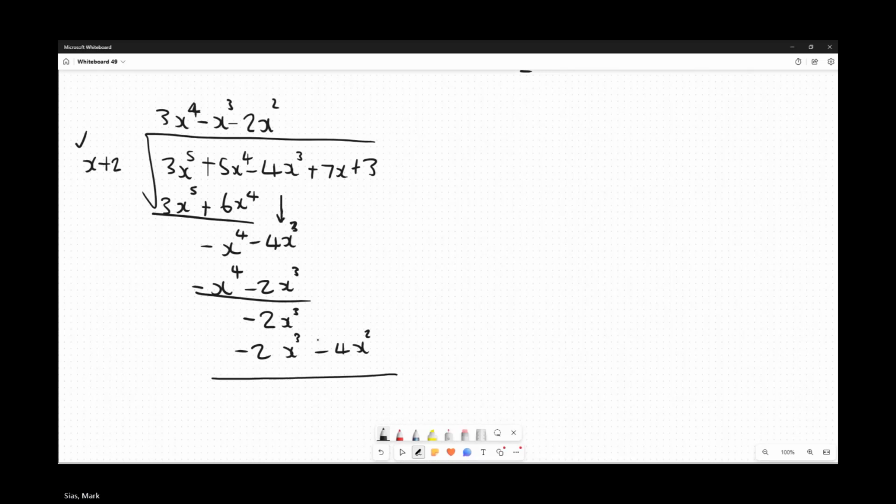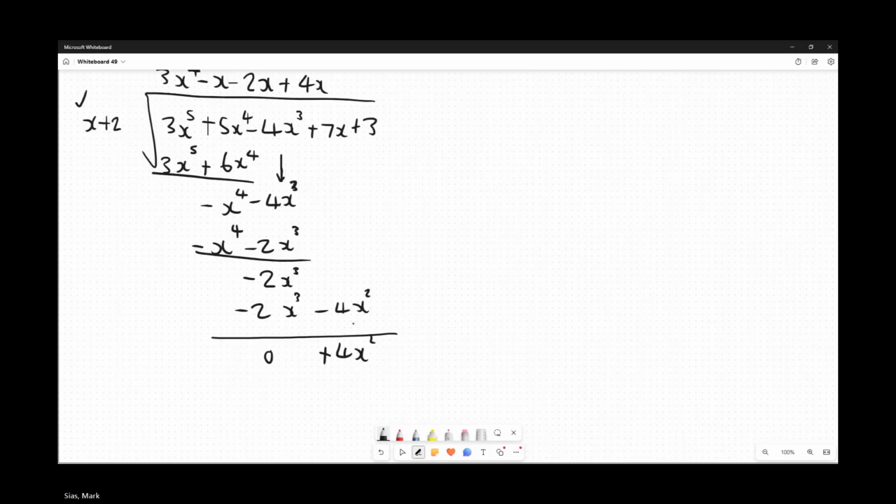In the meantime, I can bring down those other terms, but it's not a real problem. When I multiply that out, I get that. So I subtract, that's a 0, and I get plus 4x squared. Okay. Now I can say x goes into 4x squared plus 4x times. Plus 4x times, it's 4x squared plus 8x, right? In the meantime, I can bring down 7x and the 3.